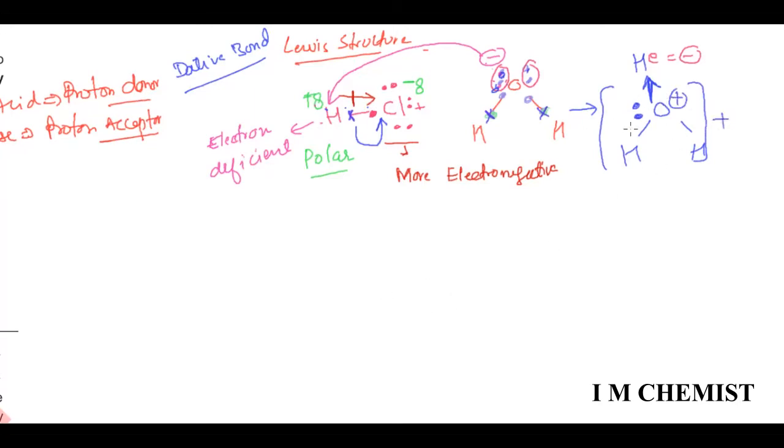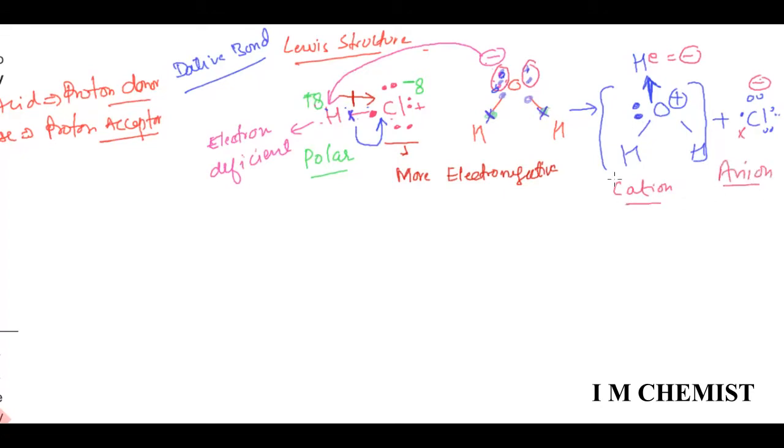Similarly, chlorine was having 7 electrons in its valence shell, but 1 electron of the hydrogen is shifted toward the chlorine, so it will be having a negative charge. So we will have 2 types of ions, cation and anion.